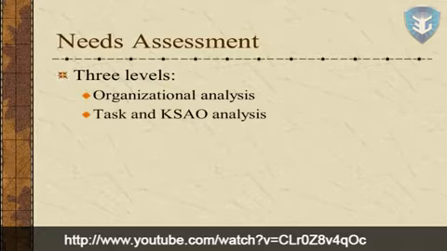At the second level is task and KSAO analysis. Based on information about major tasks and responsibilities, as well as important KSAOs, we can decide which of these things we wouldn't expect new employees to have when they start working for us. This might include working with job-specific pieces of equipment, or knowing company policies and procedures. We can then move forward with the development of a training program to get them up to speed on these tasks, or to provide them with these KSAOs.